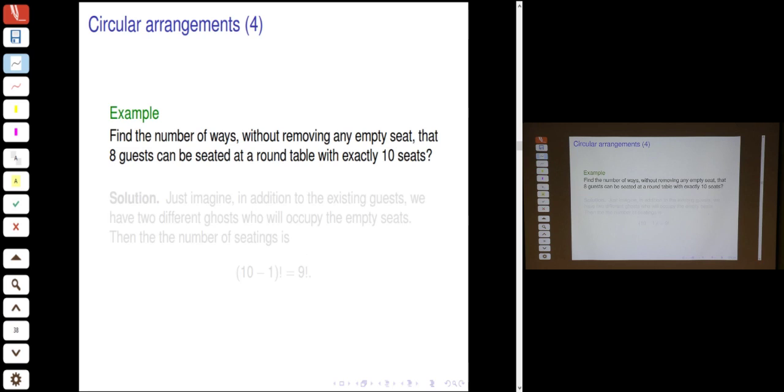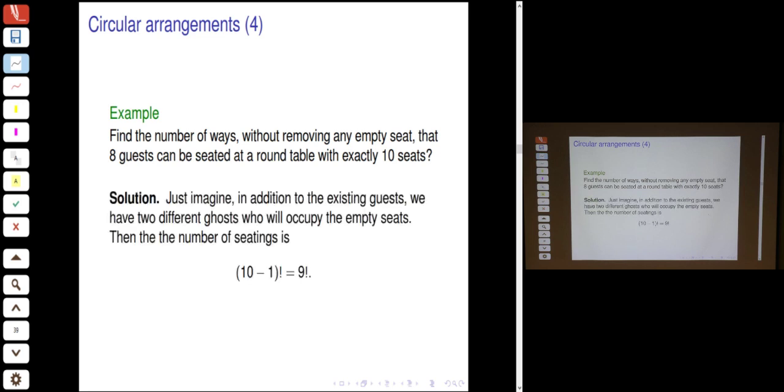Okay. Now, how about 8 guests? The same conditions. You still have a round table with 10 seats, but this time you only have 8 guests. Well, now, this solution was too wordy, so let's follow it. Just imagine that in addition to the existing guests, we have 2 different ghosts occupying the 2 seats. And then according to the formula, you get 9 factorial.